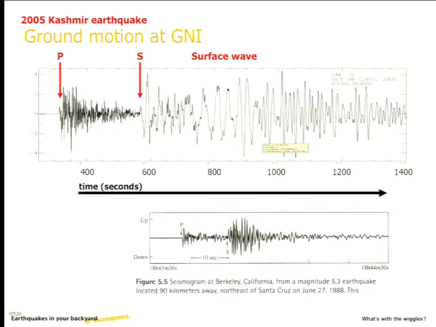This is a seismogram recorded at Berkeley for a magnitude 5.3 earthquake that was close to Santa Cruz. Okay, so a relatively local earthquake, similar to the Loma Prieta. This isn't the Loma Prieta, but it's a similar geometry or similar location to the Loma Prieta earthquake in the mountains north of Santa Cruz.